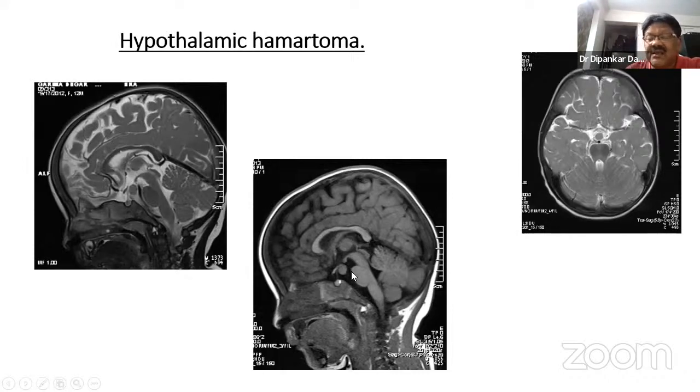So you must see whether any extra structure is there or not. If there is any extra structure, you scrutinize whether it is gray matter intensity and non-enhancing. So this is called hypothalamic hamartoma. They usually present with precocious puberty or with gelastic seizure.